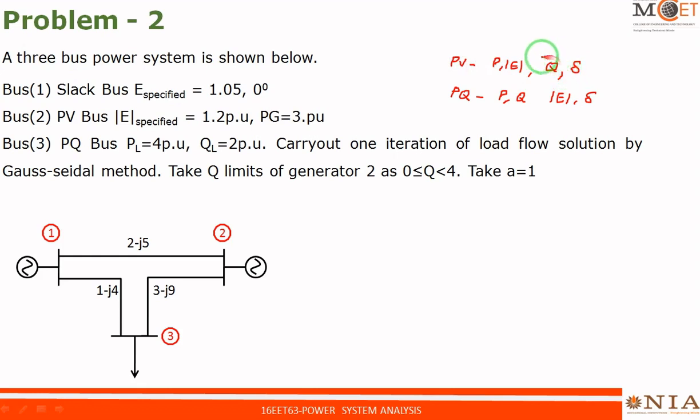Very importantly, this Q in the PV bus will have some limits as given here. It is between 0 and 4. This should lie between 0 and 4 in order to maintain this E at a constant value.